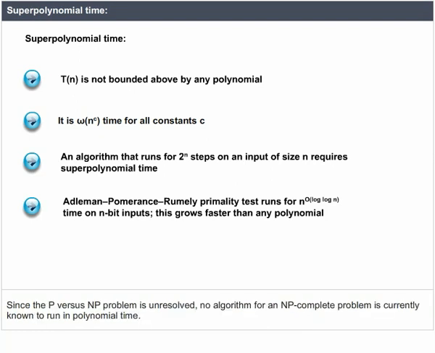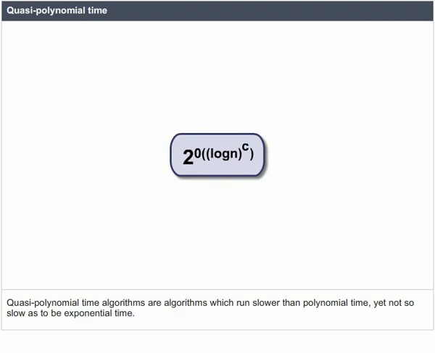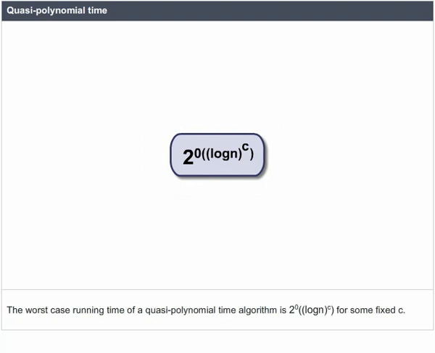Since the P versus NP problem is unresolved, no algorithm for an NP-complete problem is currently known to run in polynomial time. Quasi-polynomial time. Quasi-polynomial time algorithms are algorithms which run slower than polynomial time, yet not so slow as to be exponential time. The worst case running time of a quasi-polynomial time algorithm is 2 to the power of O((log n)^c) for some fixed c.